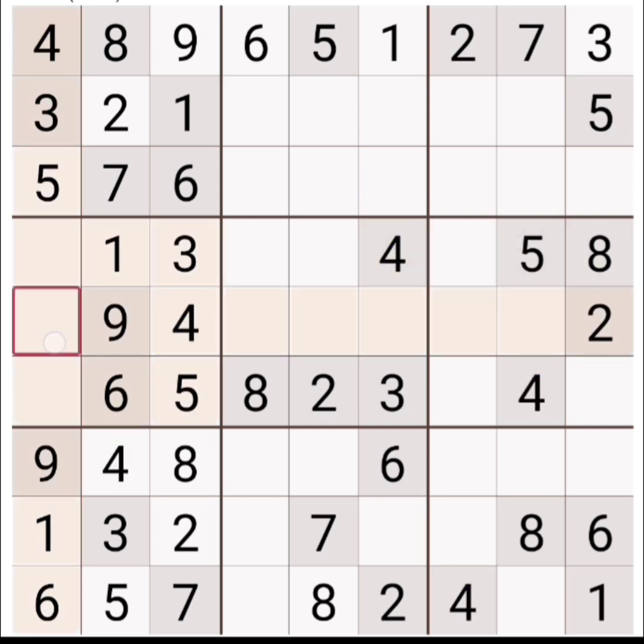Now let us complete this box. In this box, 1, 3, 9, 4, 6, 5 are there. 2, 7 and 8 are missing, but we cannot write 2 and 8 in this cell because 2 and 8 are there in the same row. So we'll write 7 here, and 2, 8 are for these two cells. So 2 we cannot write here because 2 is there in the same row. So 8 will write here and 2 in this cell.